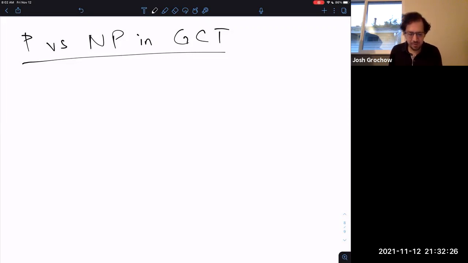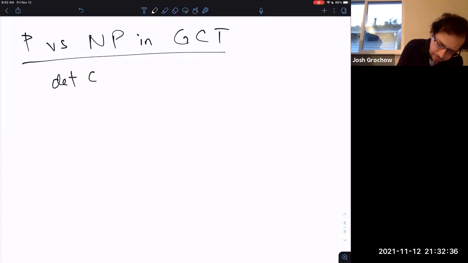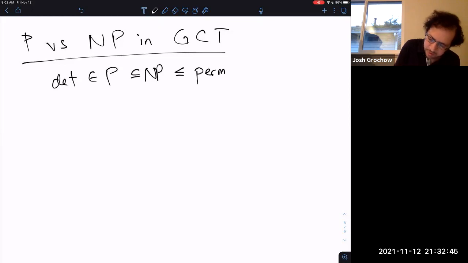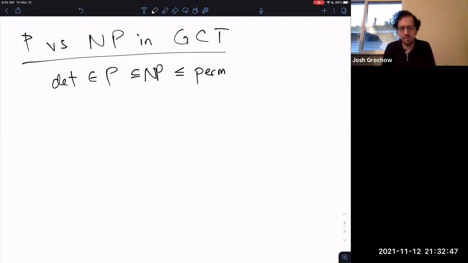Okay, but now we want points that are characterized by their symmetries and stable or partially stable. How do we get at P versus NP? When we talk about determinant versus permanent, the story is kind of like this. The determinant can be computed in P, which is contained in NP, which reduces to the permanent. But the permanent we actually think is much harder than NP.